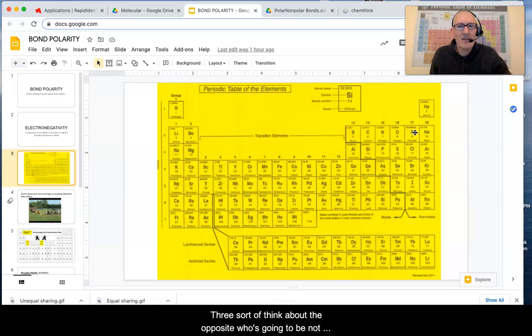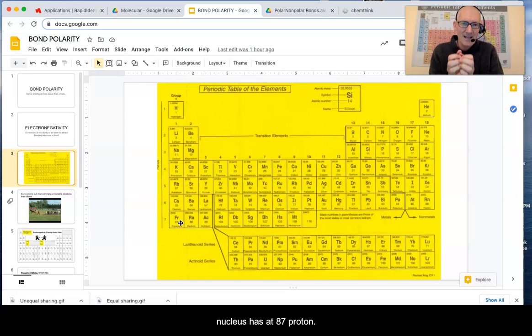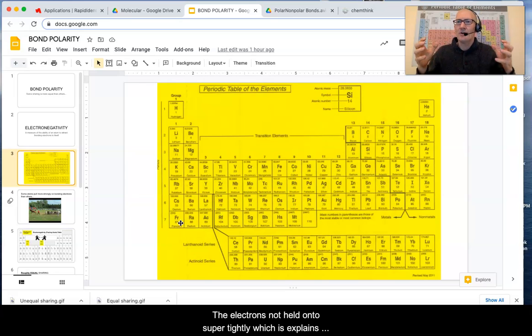As we think about the opposite, who's going to be not very good at attracting electrons? Well, francium. Francium, even though it has a ton of protons in the nucleus, right, is a big honkin' atom. All right, and so even though the nucleus has 87 protons, the electrons are not held onto super tightly, which explains why it's so reactive, and those electrons are very far away.